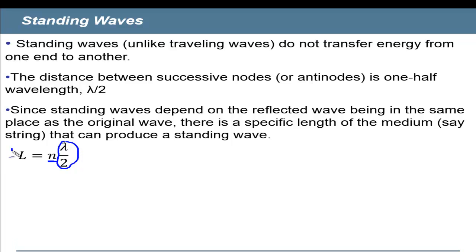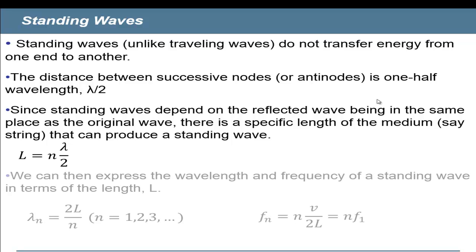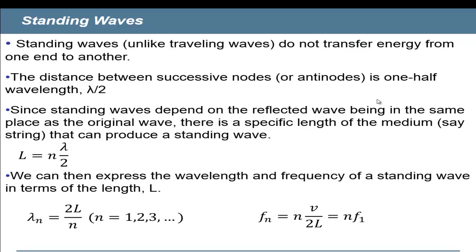So L represents the length of our medium, we'll say the length of the string. n is any integer, 1, 2, 3, 4, 5, 6, etc., times 1/2 of the wavelength that our wave has. Then we can use that to express the wavelength and the frequency of a standing wave in terms of the length of the medium, L.